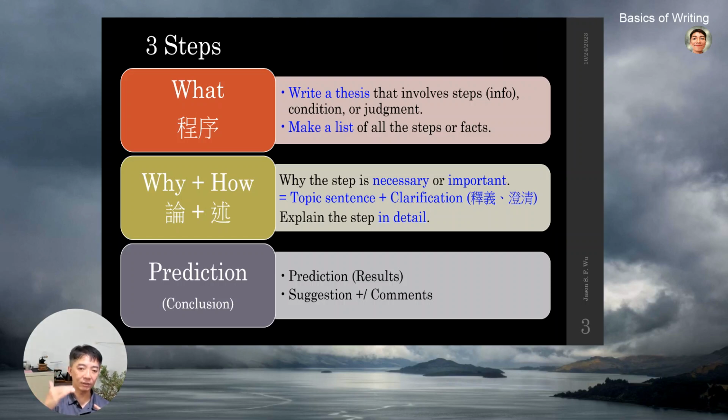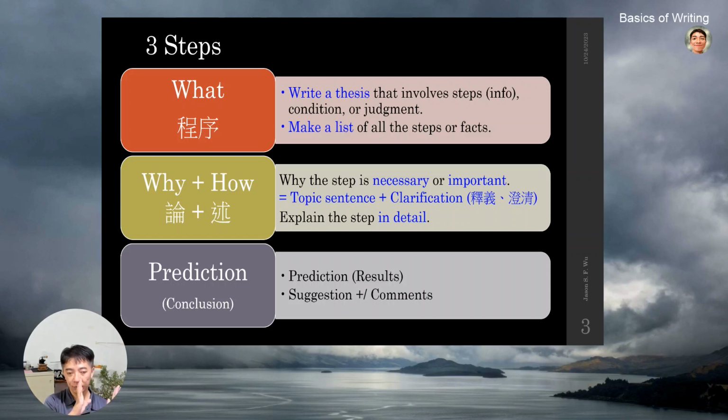So you may have several paragraphs. In each paragraph, focus on a certain step. So that could be your topic sentence plus clarification and also your detail facts, procedures. Okay, now in conclusion, sometimes you can use prediction.